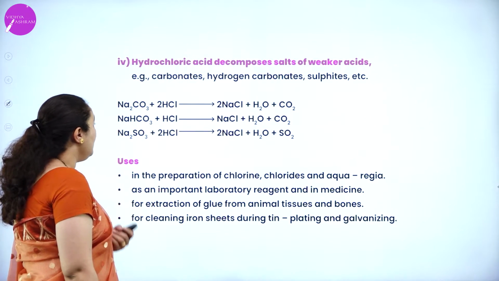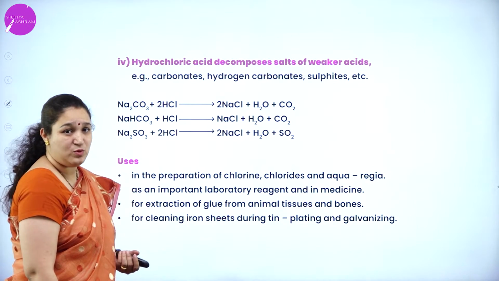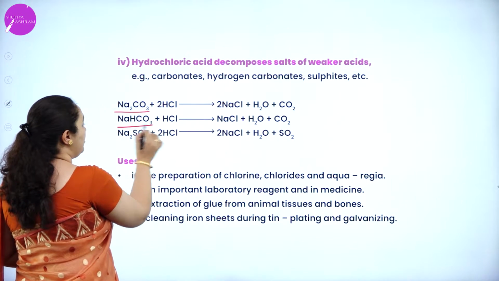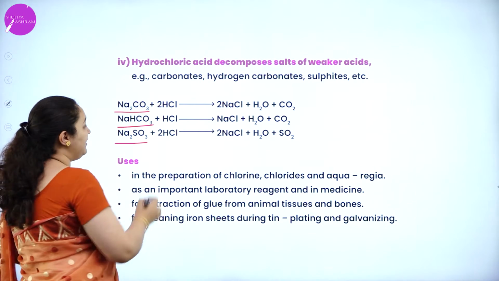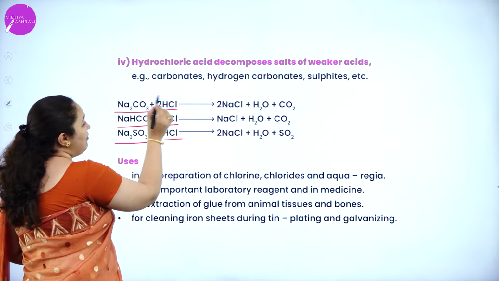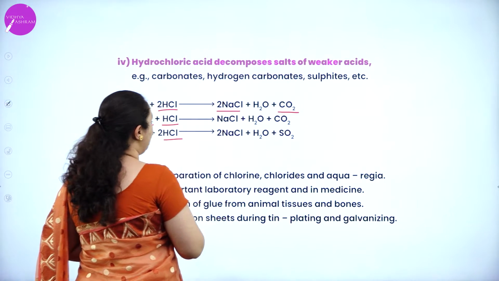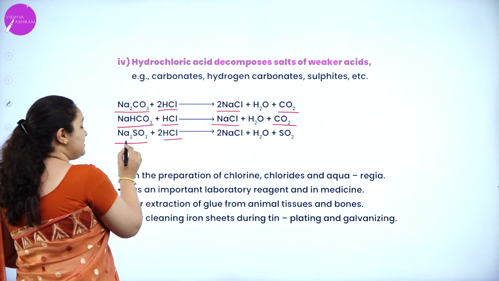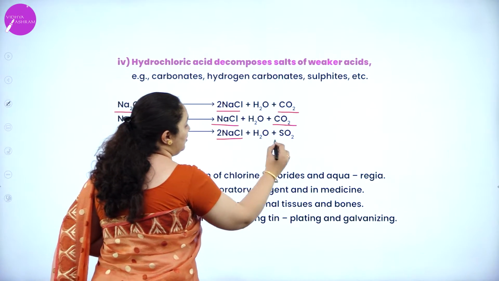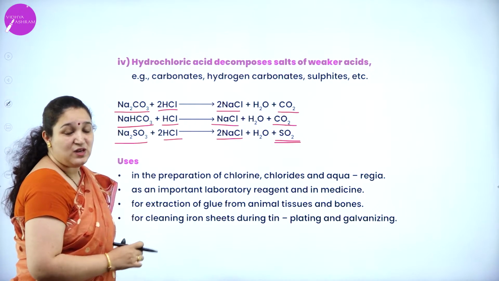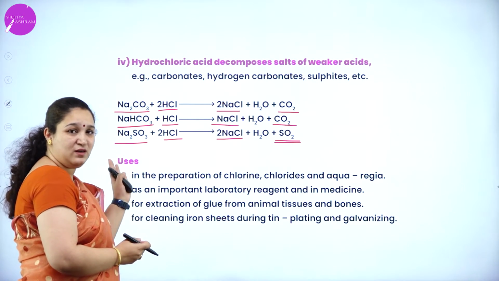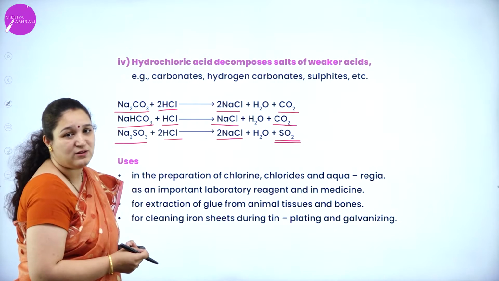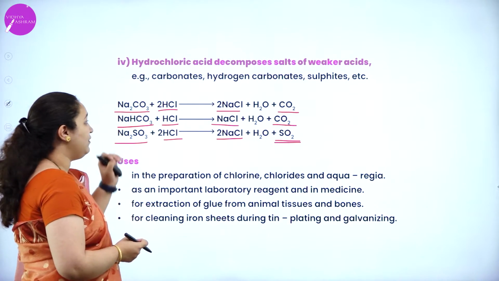Next one is about hydrochloric acid decomposing salts of weaker acids. That is, if you take sodium carbonate or sodium bicarbonate or sodium sulfide and treat it with HCl, sodium carbonate will form NaCl, liberating carbon dioxide gas. Sodium bicarbonate also will form NaCl, liberating carbon dioxide gas. Sodium sulfide also will form NaCl to liberate sulfur dioxide gas. So, it will decompose the salts of weaker acids to liberate carbon dioxide or sulfur dioxide gas. So, this is the action of HCl.